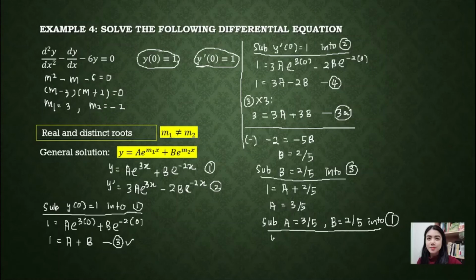So you will have y equals, now you know your a, your a is 3 over 5 e^(3x), plus your b, so your b is 2 over 5 e^(-2x). So this is what we call the particular solution. This is a particular solution for this example.